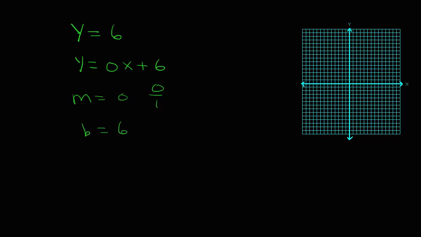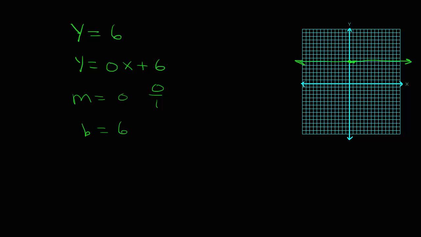So I go up 6 on the y-intercept. Then I go up 0, meaning I don't go up or down, and over 1, and make another dot there. And then I connect those dots, and my line is a horizontal line.